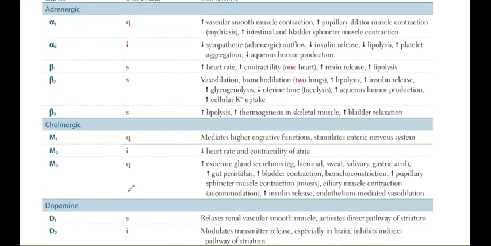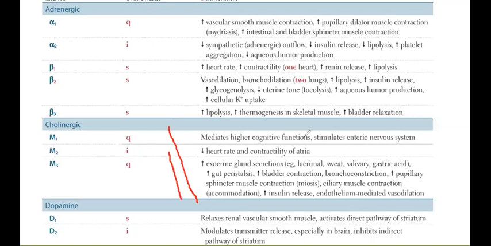Now you see that at this level, you have seen that we didn't read anything regarding the skeletal muscles. Okay, you didn't read anything regarding the skeletal muscles.